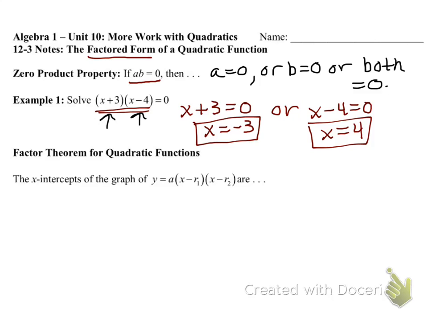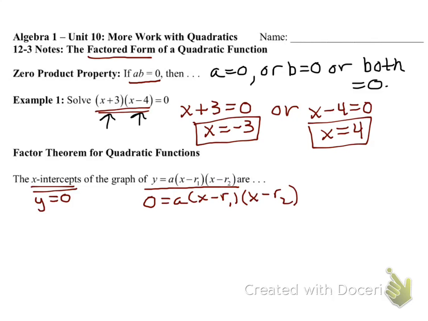So how this is useful to us in terms of a quadratic equation and knowing something about the graph is, if we have an equation that's in factored form, such as this one here, and we want to know what the x-intercepts are, the x-intercepts are when y equals 0. So you're actually solving an equation, 0 equals a times (x minus r sub 1) times (x minus r sub 2). You don't need to write this part down.